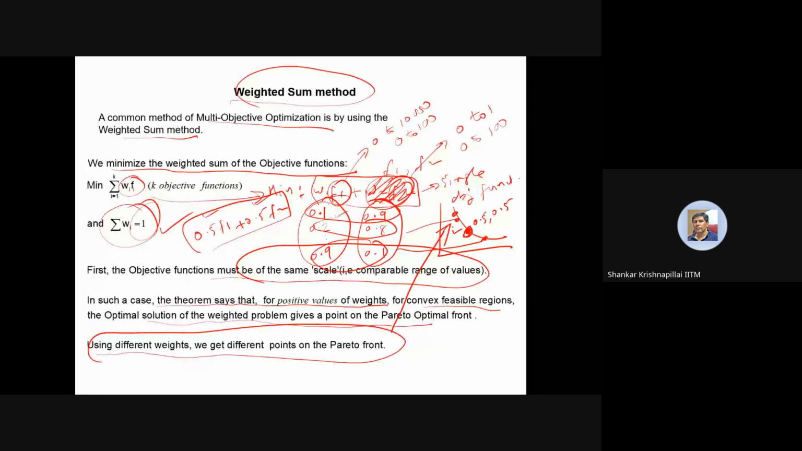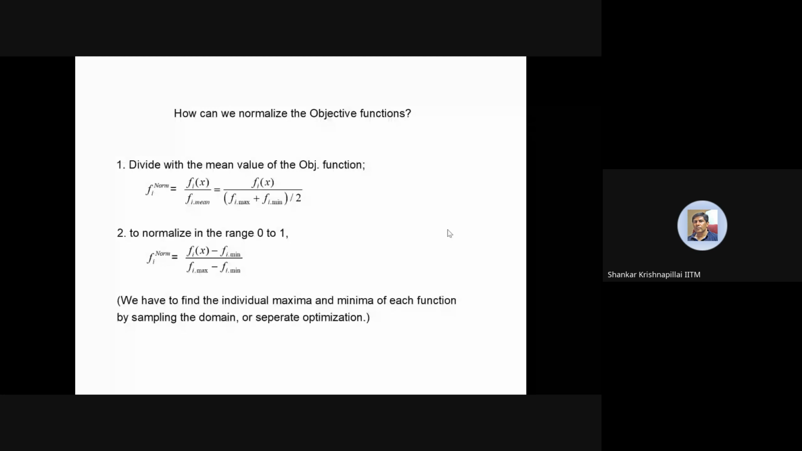So how do we normalize the objective function? Various types of rules are there. First, you can divide the objective function by the mean value of that objective function within the feasible range. So the ith objective function is fi of x divided by the mean value of the objective function within the feasible range. The mean value is obtained approximately by adding the maximum value of the objective function in the feasible range plus the minimum value in the feasible range, divided by 2.